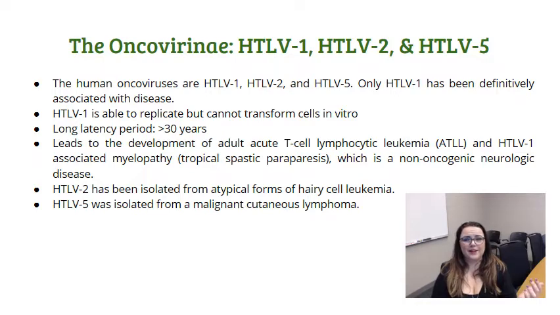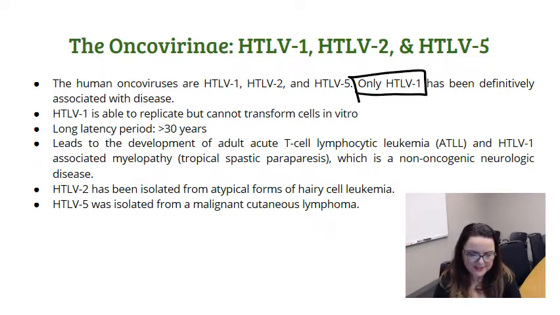So there are actually a lot of different Oncovirinae, or HTLV1, which literally stands for human T-cell lymphotropic virus. But there are only 3 that are known to cause disease in humans: HTLV1, HTLV2, and HTLV5. Only HTLV1 has been definitively associated with disease. HTLV2 and 5, it's just kind of a rumor. HTLV1 is able to replicate but cannot transform cells in vitro. What does that mean? It's really hard to study.